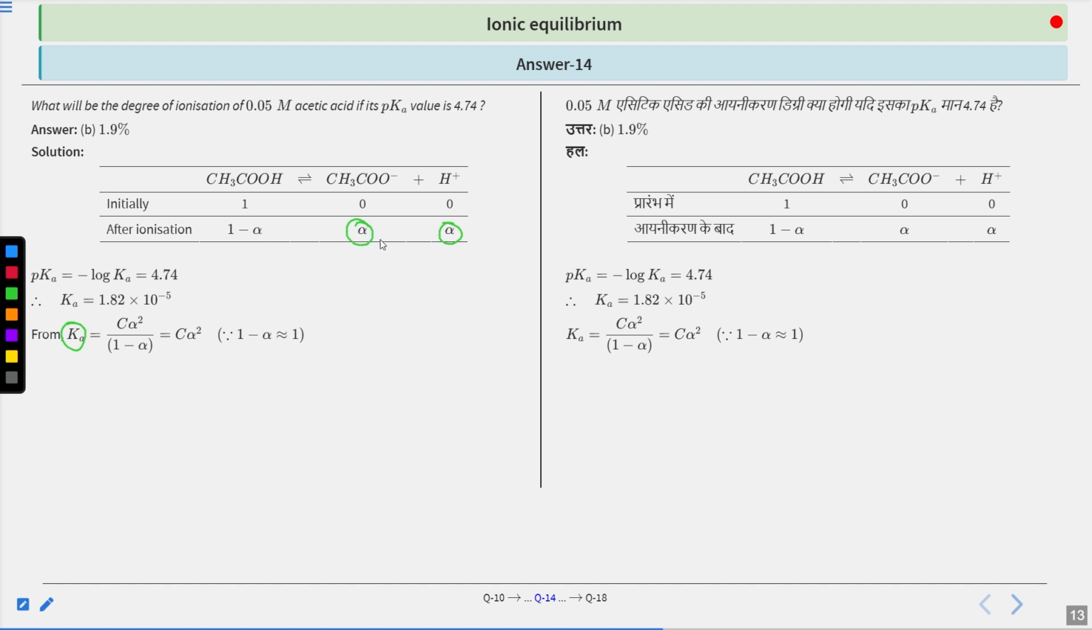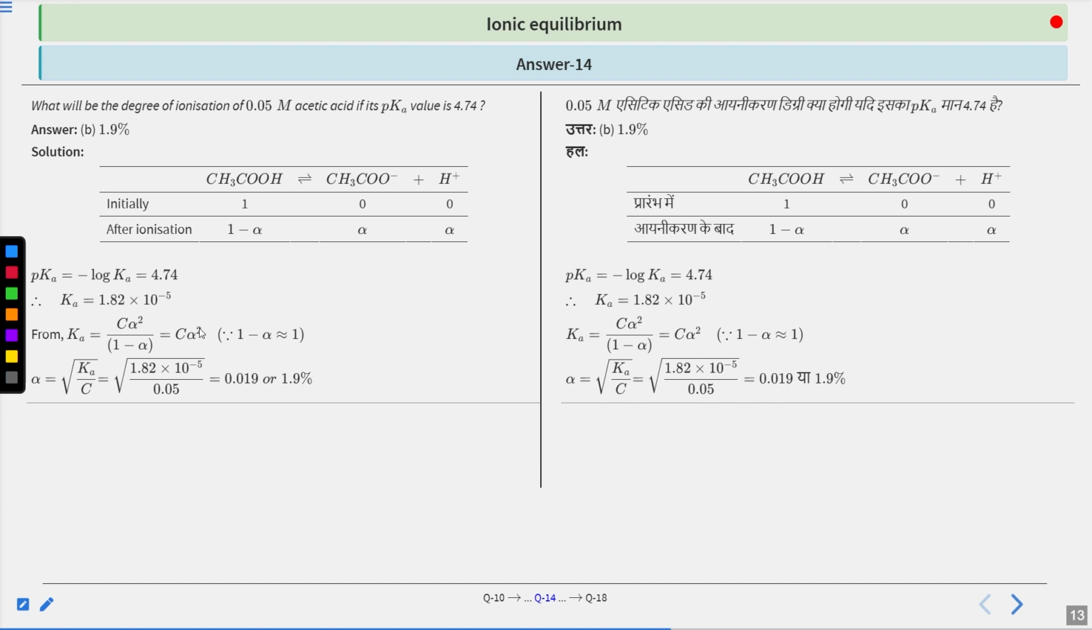So since C alpha is being formed, you can write C alpha square here, or C square alpha square. Why is it there? Because C is being cancelled out from the denominator. So this is the final equation. In the denominator it will be C minus C alpha, and in the numerator it will be C square alpha square. Now if you take C common, you will get C alpha square by 1 minus alpha. Again, since acetic acid is a very weak acid, the dissociation will be very less, and the alpha, the degree of dissociation, is also very small as compared to 1. So we can write C alpha square by 1, or C alpha square exactly. Clear? Okay.